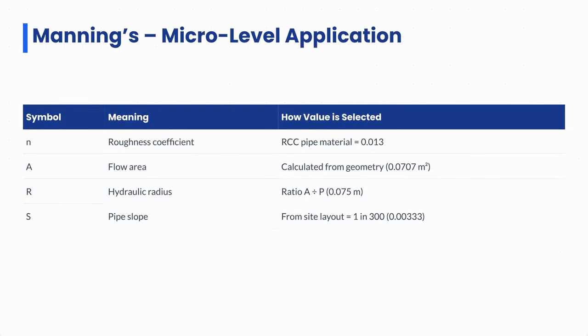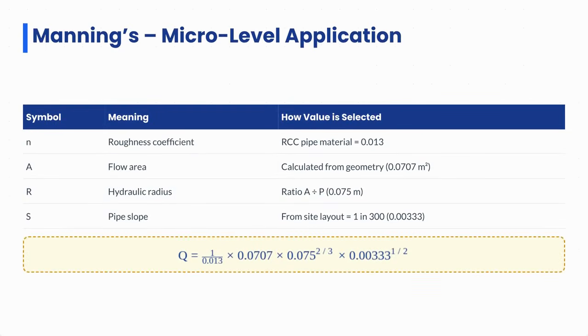Applying Manning's formula at a micro level, we select values for the roughness coefficient, flow area, hydraulic radius, and pipe slope. This sets up the full calculation to find the pipe's capacity Q.